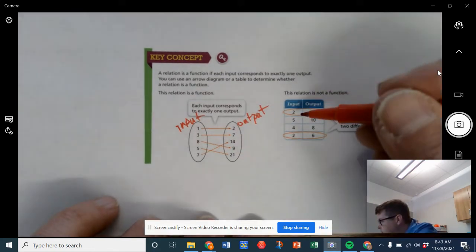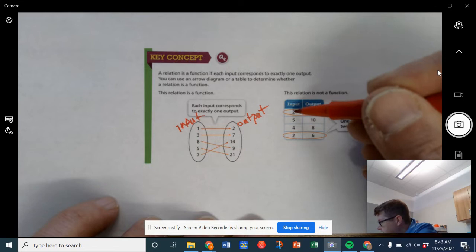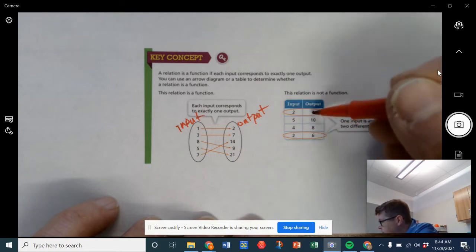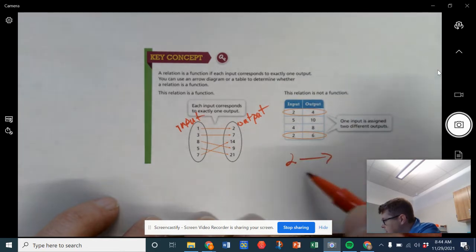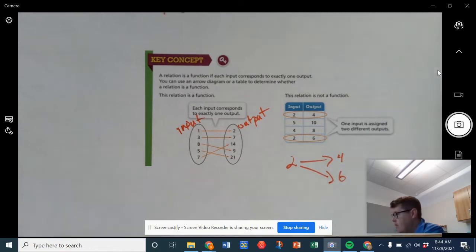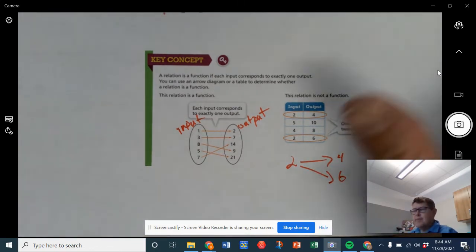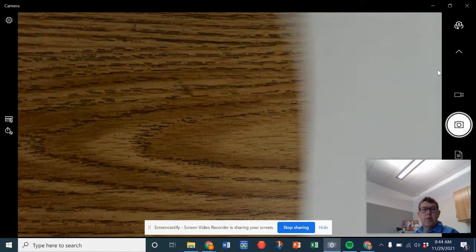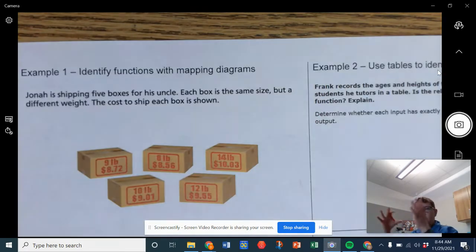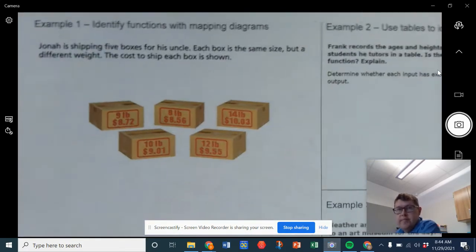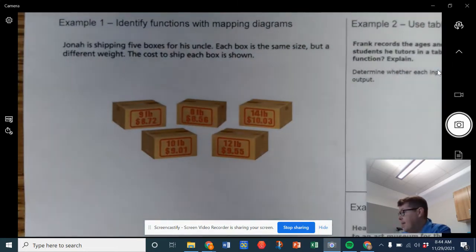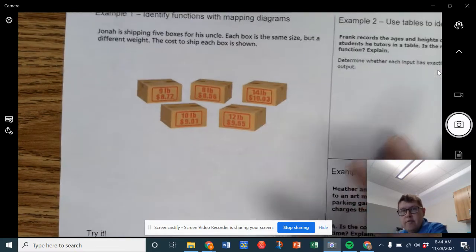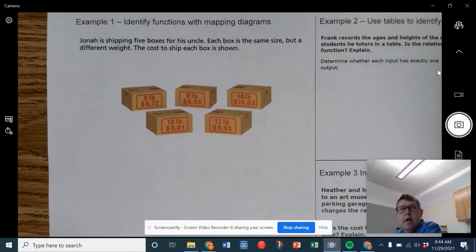So you can see it here, right? We have two inputs that are the same that are going to different outputs. So that would represent this on that two, going to 4 and to 6 on the mapping diagram. So that's the whole idea about today, figuring out what's a function and what's just a relation, because relation is the big category, function is the smaller category. Okay, so identify functions with mapping diagrams. Again, the book calls these arrow diagrams, but I say mapping diagrams because that's what I've been using for the last 8 years.